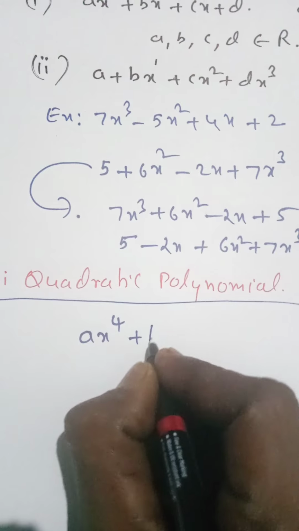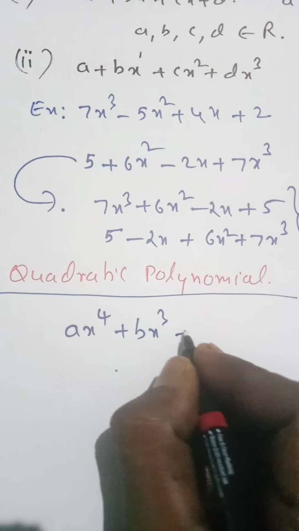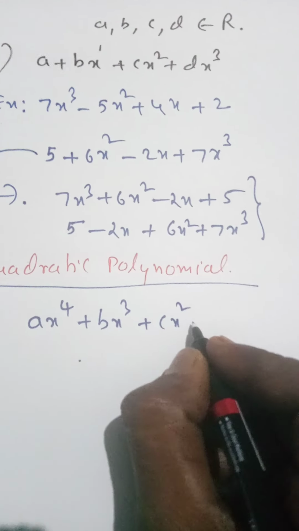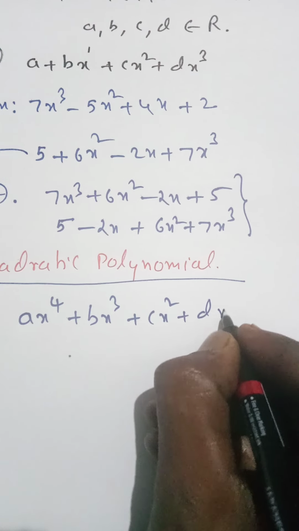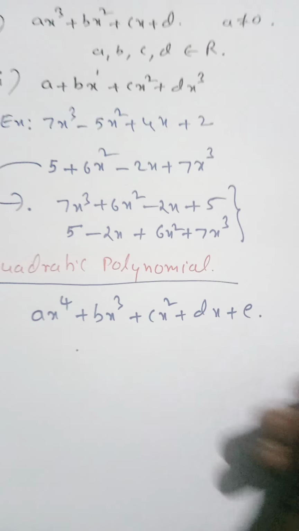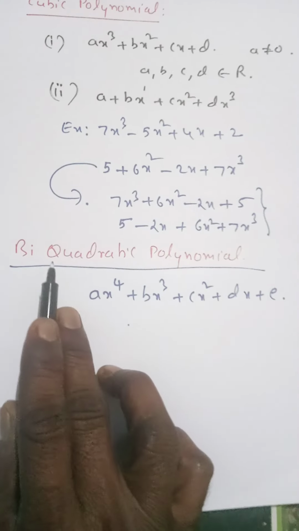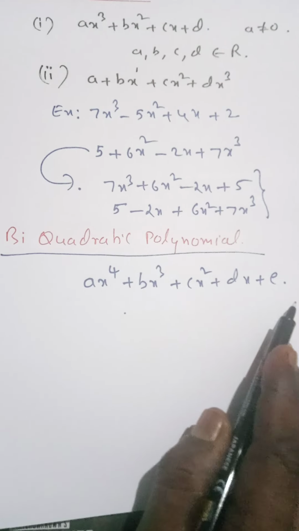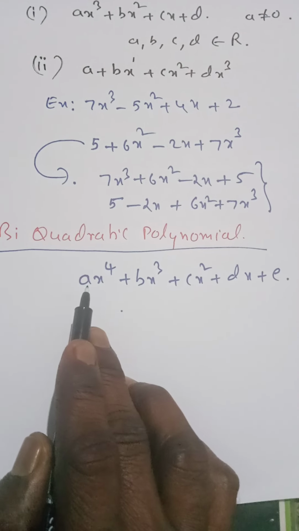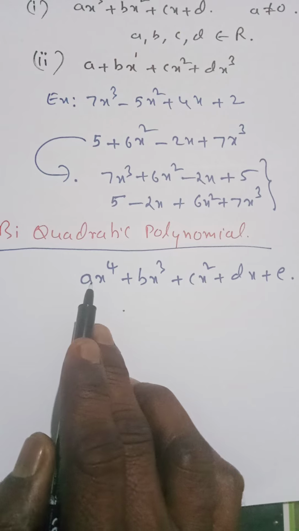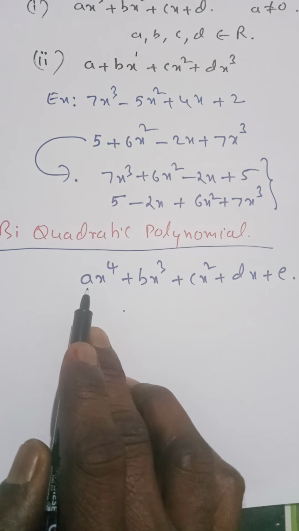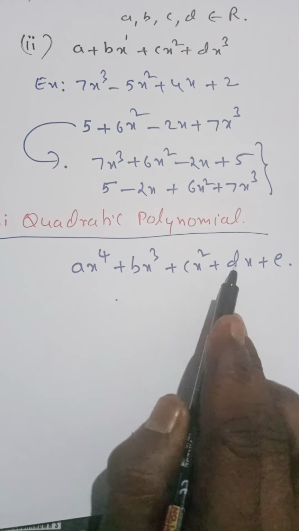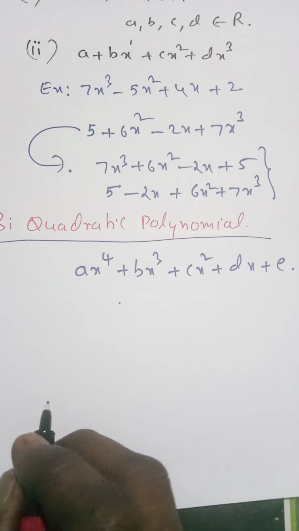Then after the third degree term, then after the second degree term, then after the first degree term, then after a constant term. So this is the general form of a biquadratic polynomial if and only if a is not equal to 0, and a, b, c, d, e are real numbers.